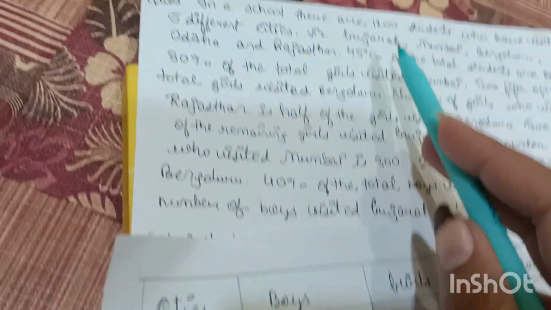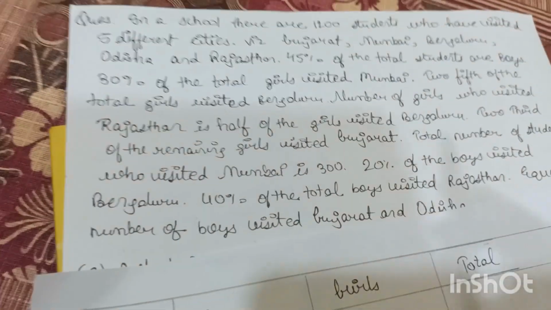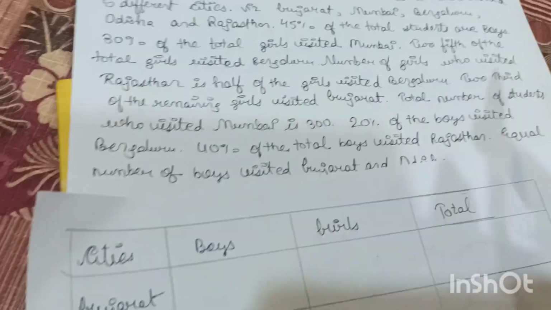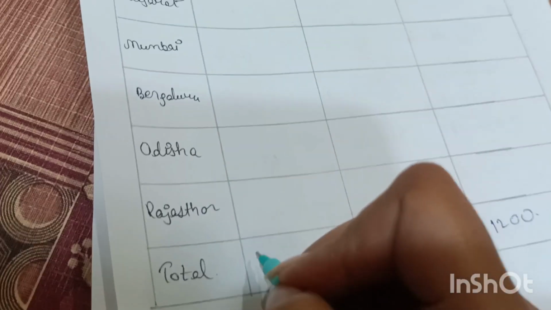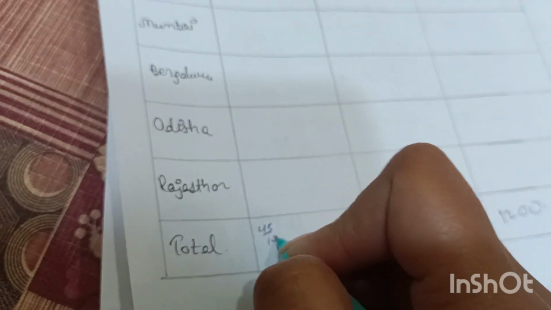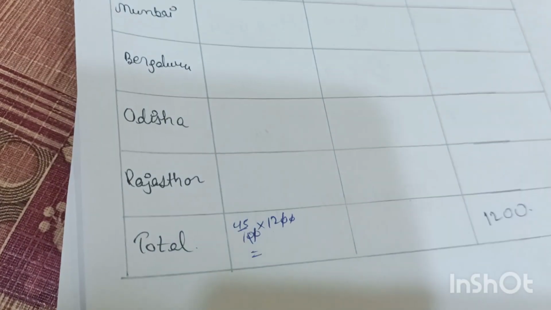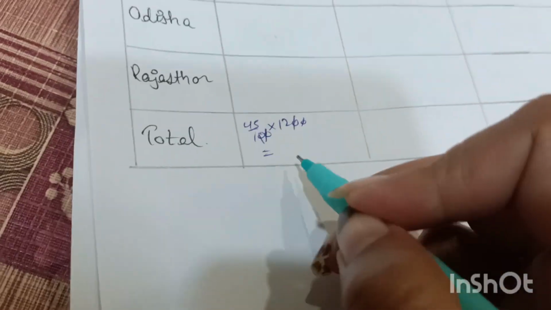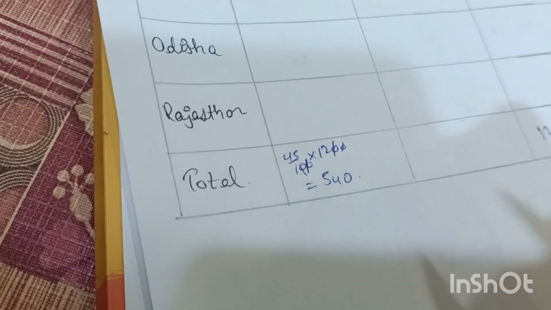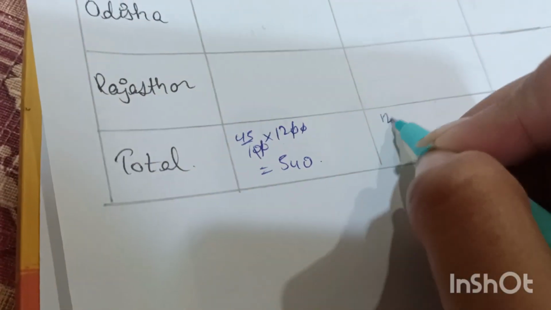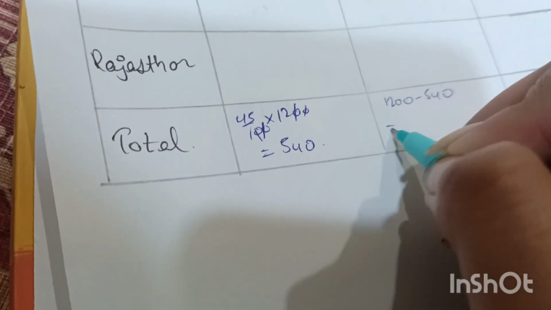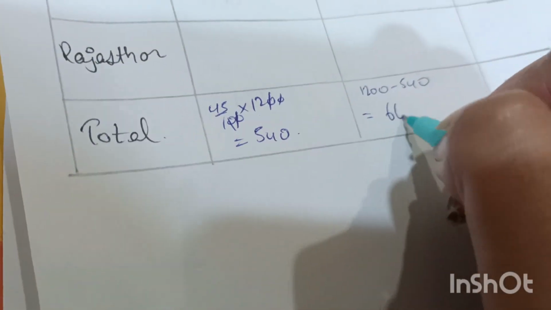So now let's solve. The total number of students is given as 1200. So you can put the value over here as 1200. And then you have been given 45% of the students are boys. So for boys, you can write like this: 45% of 1200. So you'll get the value as 540. Now for girls, you can do 1200 minus 540. So you'll get the value as 660.